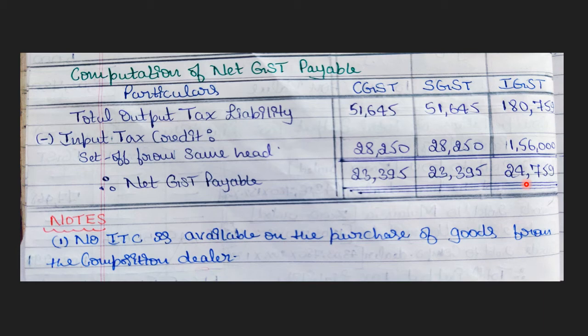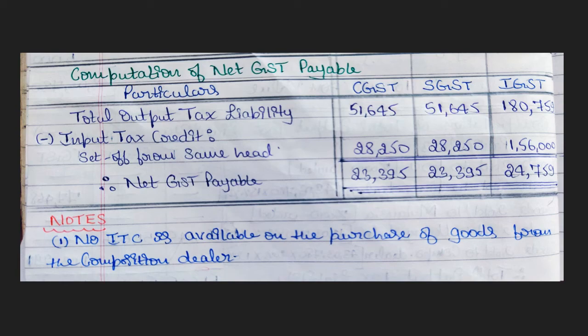There are a few transactions that we have not considered in the calculation. First one being the purchase that she has made from a composition dealer. On that, as I said, there is no input tax credit available. So for that I have written a note here. No ITC is available on the purchase of goods from the composition dealer. So this is the first note you are supposed to write.